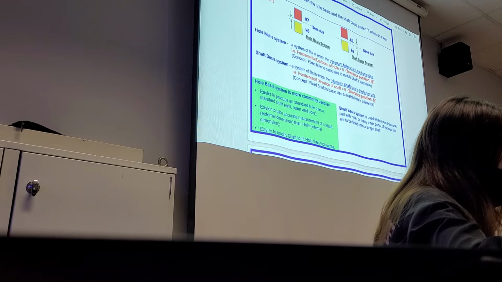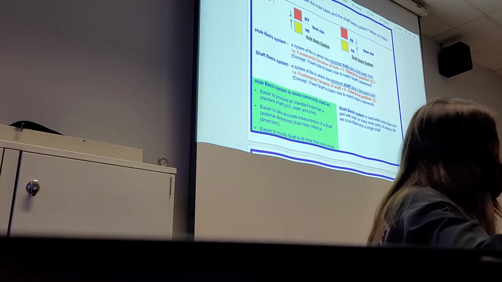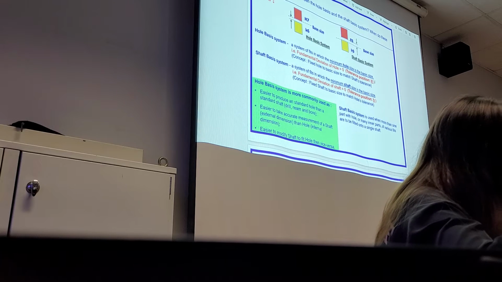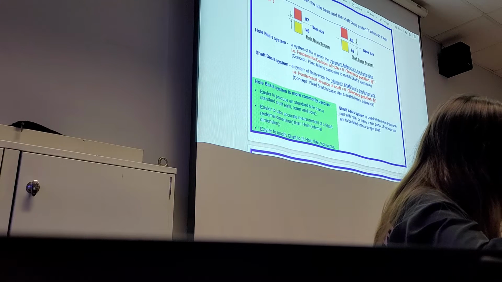Okay, so these are the two systems. One is hole basis, the other shaft basis. They are the mirror image. For example, the moment you see H7 K6 with a capital H, the capital H means this is the hole basis system. If you see the lowercase h, it means this is the shaft basis system.